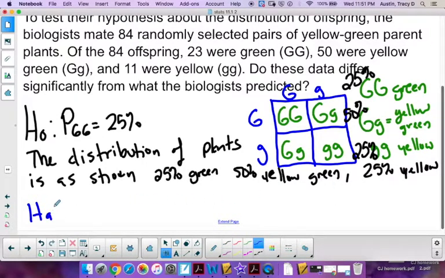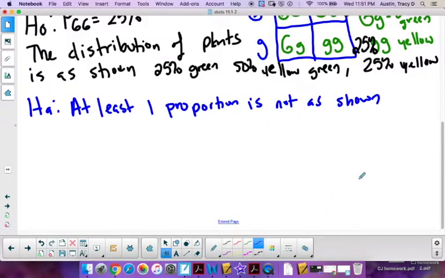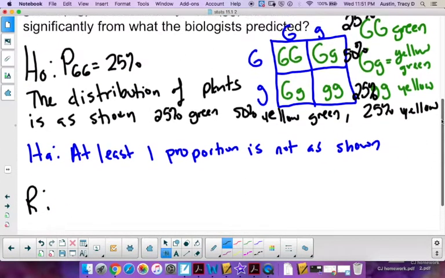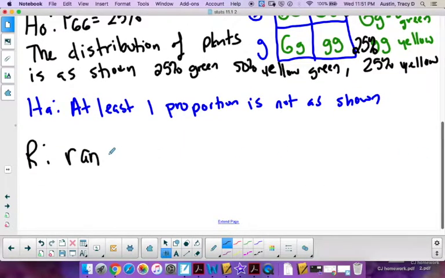And your alternative in this case, remember the same words, is at least one proportion is not as shown or is not correct. You just can't say that the distribution is not correct. You have to say at least one proportion is not as shown or is not correct. Okay, so our conditions, again: random, independent, normal. Random in this case, and I guess this would kind of be considered an experiment, but we still get to go with randomly selected.